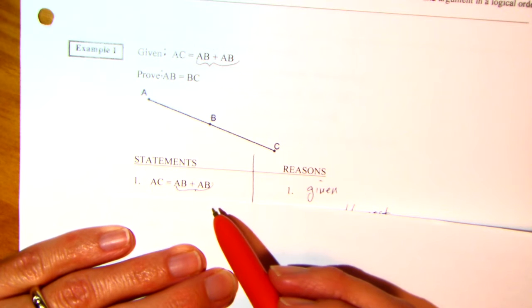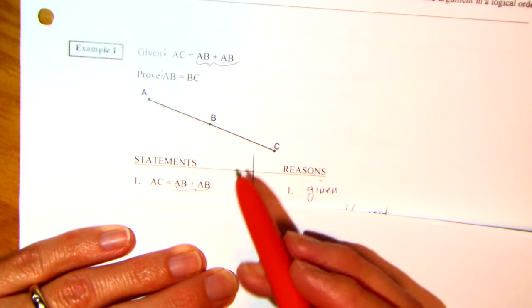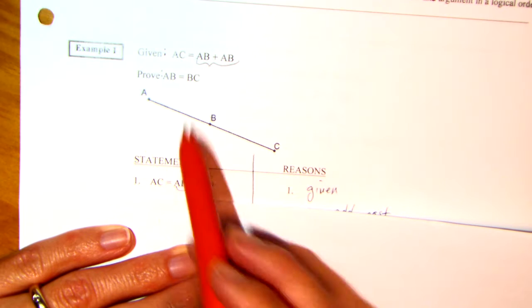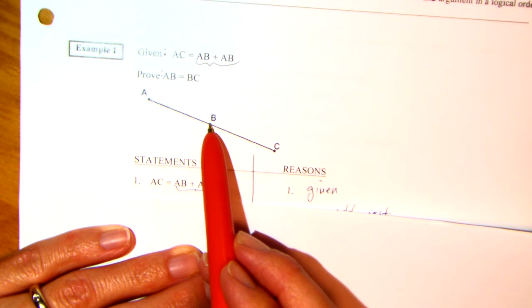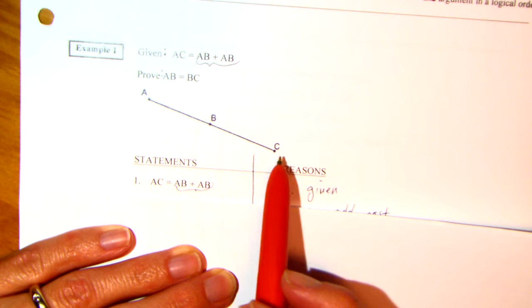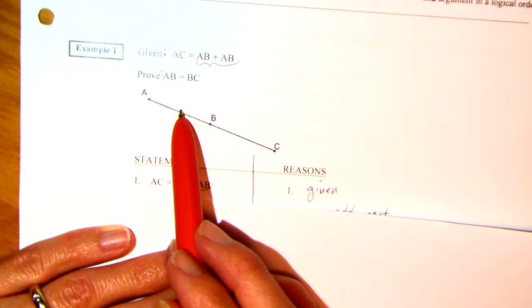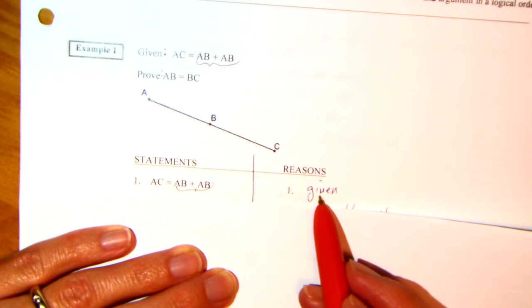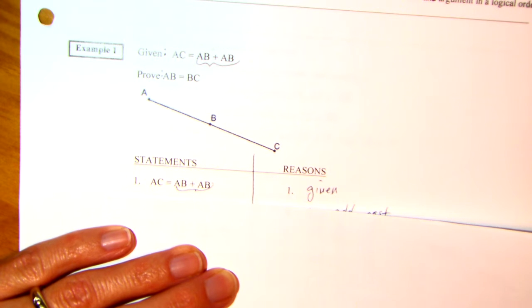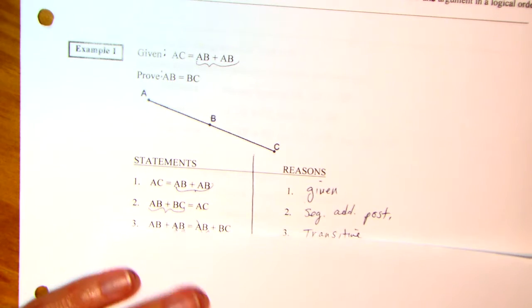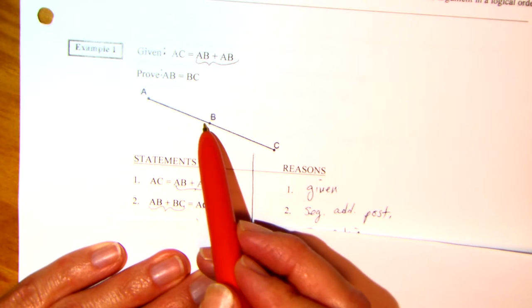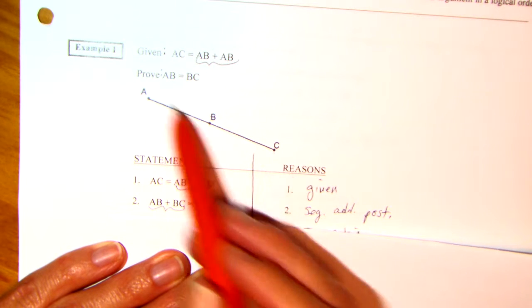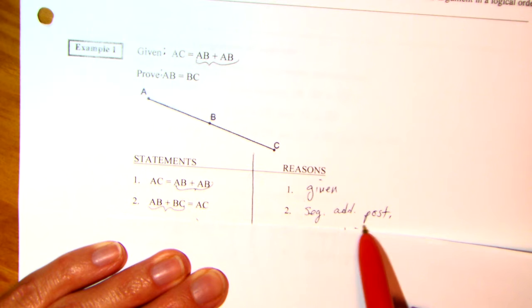Nine times out of 10, there are some occasions where you won't put it first, but take your given statement, AB plus AB equals AC. So we're saying two of these equals the whole length. You write given. You'll always get a point for that, so don't skip this step. Now, I know that AB plus BC equals AC. That's our segment addition postulate. So we learned that in the past.